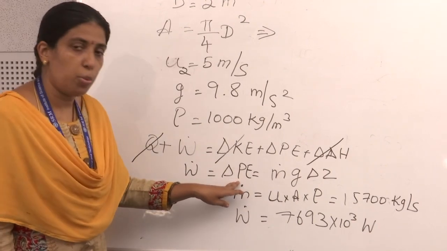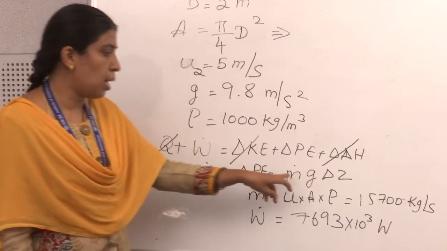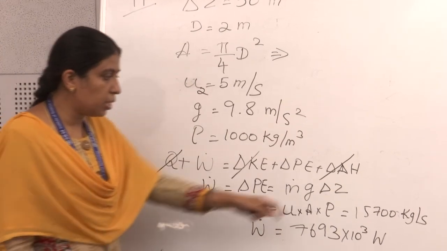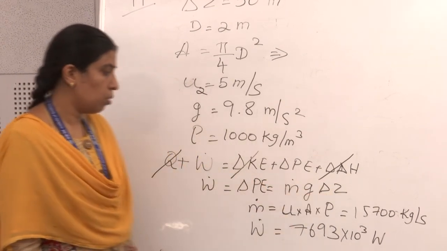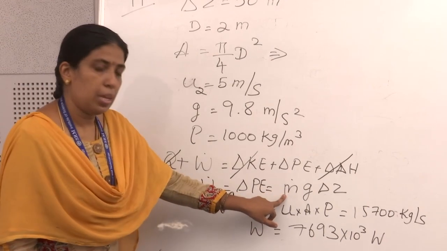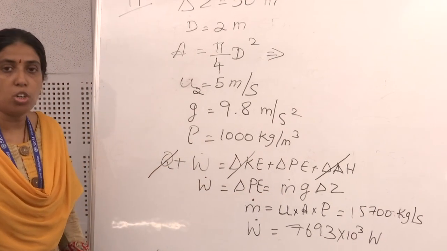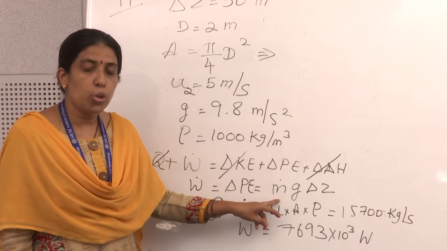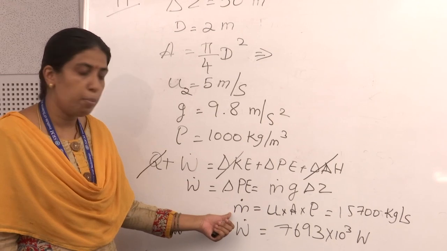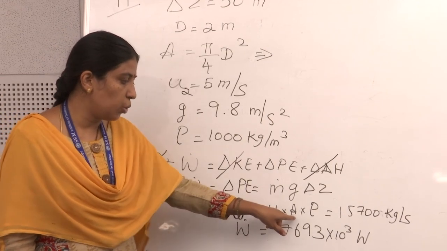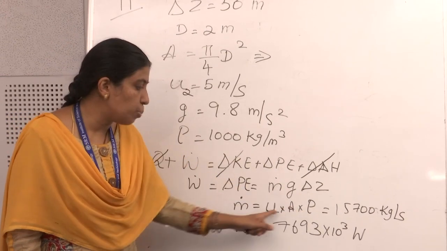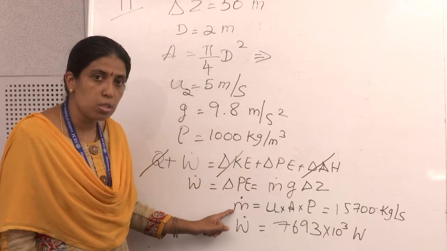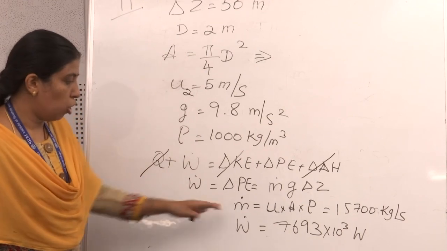So what is the formula for potential energy? Potential energy is m dot g into delta Z, that is mgh, where h is nothing but the head developed, which is delta Z. Do we know m dot? M dot is the mass flow rate. It has a unit of kg per second. As previously discussed in the continuity equation, m dot can be calculated using the formula velocity into area into density. So you can substitute the appropriate units and find the units of m dot.